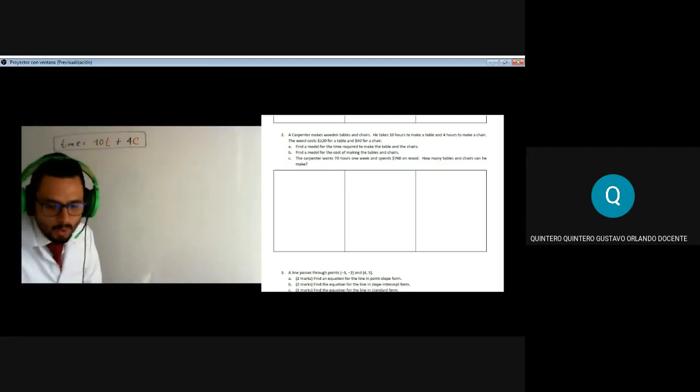How about B? Find a model for the cost. Ooh. But I guess we can do this pretty fast now, right? The cost. All right, the cost. Let's take a look at the question and see what we find about the cost. All right, on the second line, it says, the wood costs $120 for a table and $40 for a chair, right? So we can do the same analysis right here. I could ask you how much money would he spend?